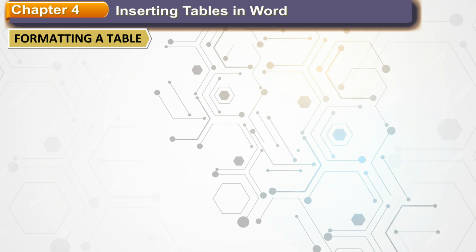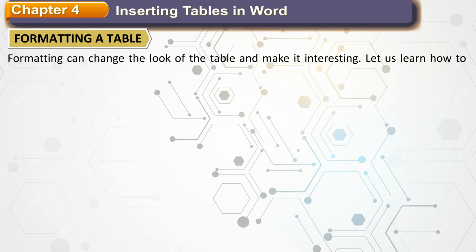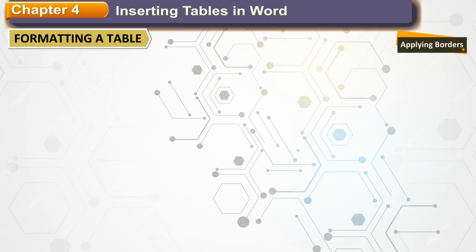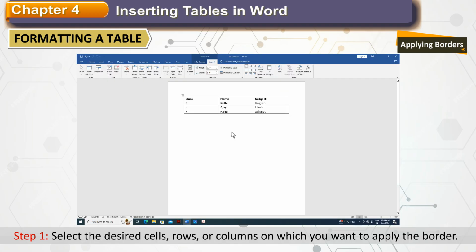Formatting a table. Formatting can change the look of the table and make it interesting. Let us learn how to apply border and shading to cells, rows, columns, or the entire table. Applying borders. To apply border, follow these steps. Step 1. Select the desired cells, rows, or columns on which you want to apply the border.